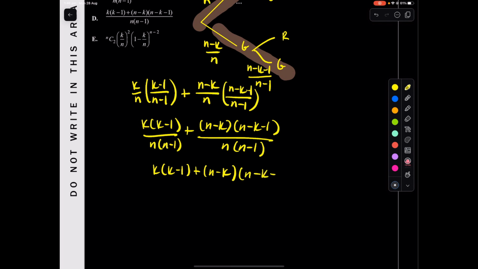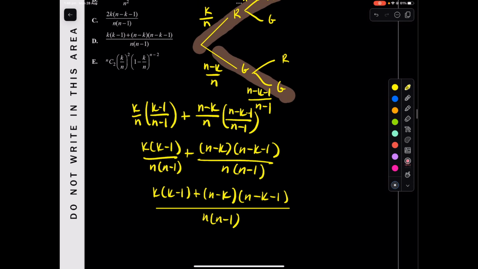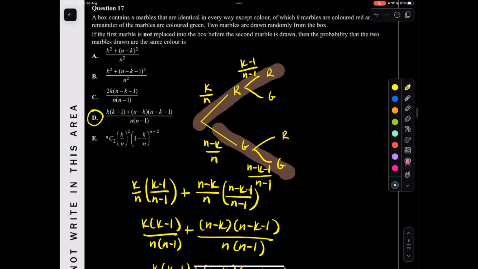Alright, minus k minus 1 all over n. Does one look like this? Plus n minus k, n minus k. D looks right. Perfect. Looks perfect, yeah.